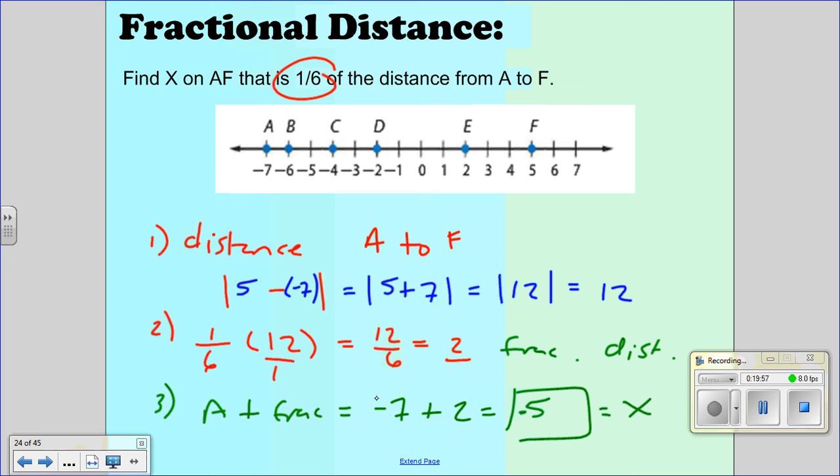That was how we find distance, midpoint, and fractional distance on a number line. We're going to pause and take a break before we do coordinate plane.